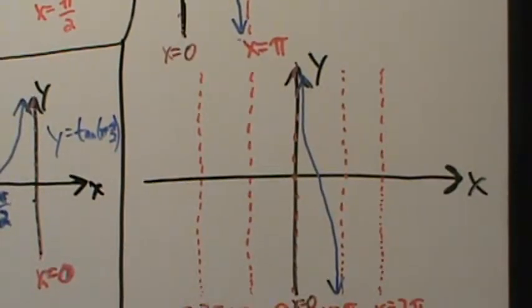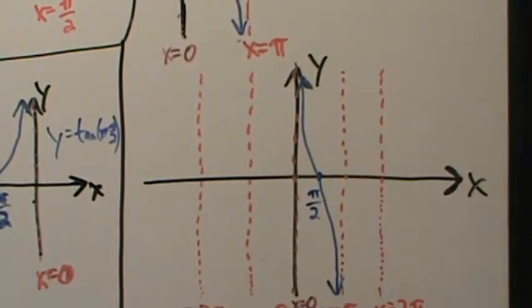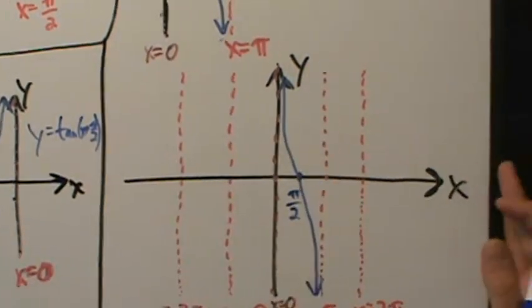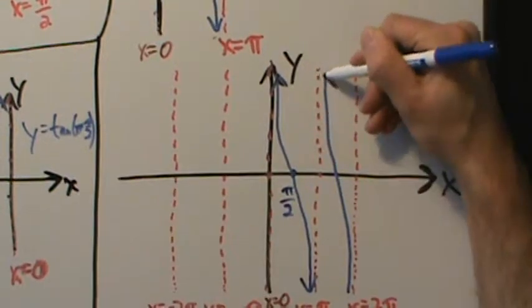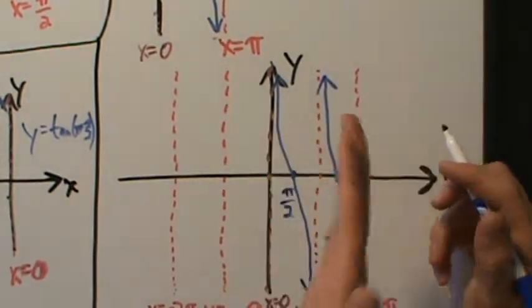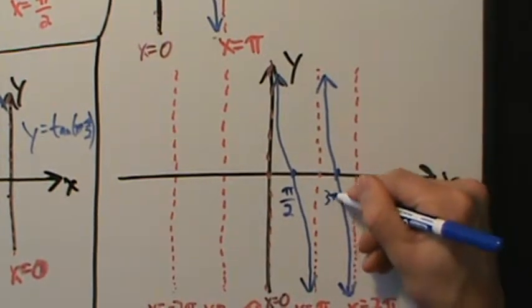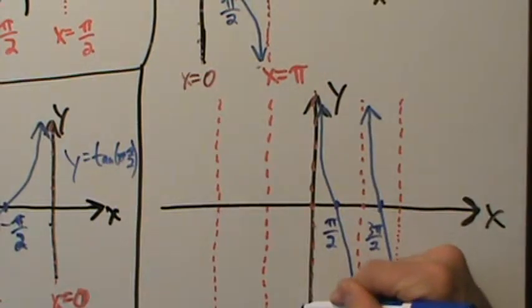And again, because it has that period pi, so this right here is pi over 2. It has that period pi, so every pi units it is going to repeat. So it's going to have that exact same shape right in here. Or if I knew how to draw any better, it would be the same shape. So pi over 2 plus pi is 3 pi over 2, right? And then what about right here? Same exact shape.